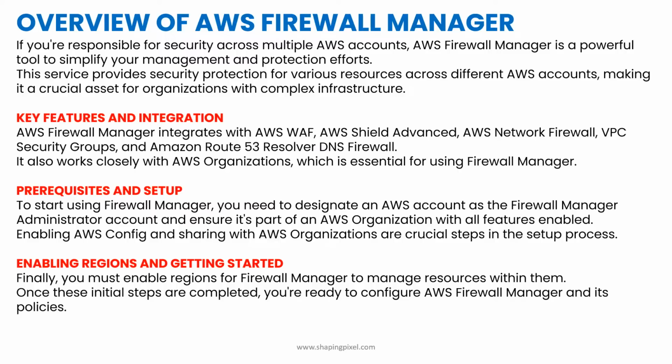To start using Firewall Manager, you need to designate an AWS account as the Firewall Manager administrator account and ensure it's part of an AWS organization with all features enabled. Enabling AWS Config and sharing with AWS Organizations are crucial steps in the setup process. Finally, you must enable regions for Firewall Manager to manage resources within them. Once these initial steps are completed, you are ready to configure AWS Firewall Manager and its policies.